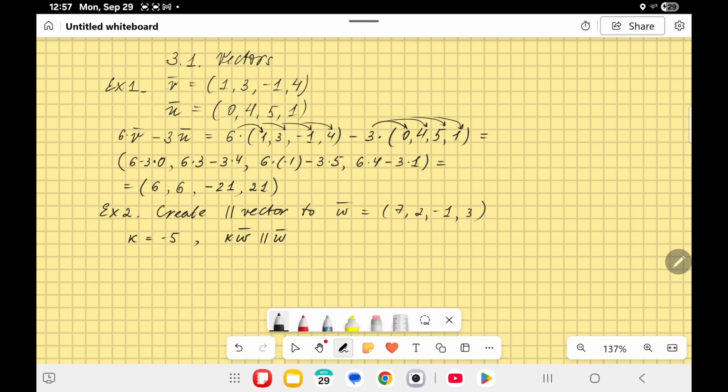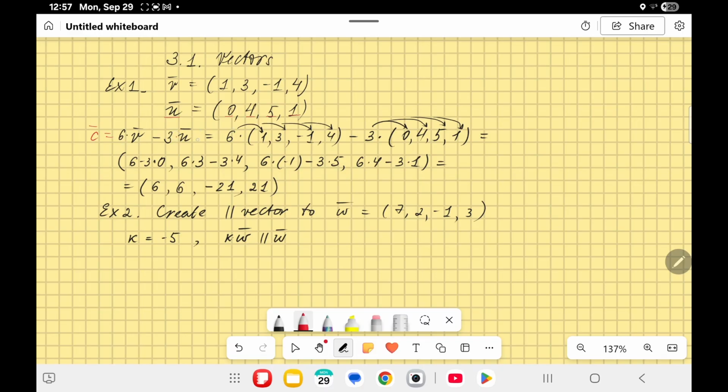So imagine that we are given two 4-component vectors. Vector v, which has components 1, 3, minus 1, and 4. And vector u, which has components 0, 4, 5, and 1. And somebody is asking us, please calculate the next vector. You can label it as vector c, for example. And that's 6 vectors v minus 3 vectors u. How do we calculate this?